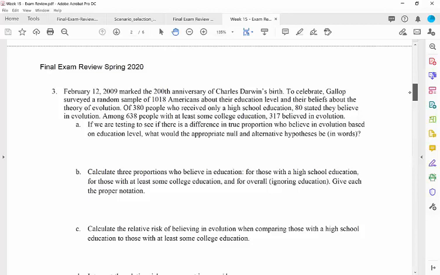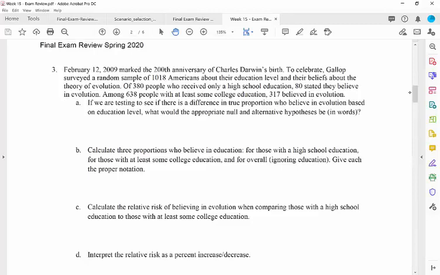So here's an example of difference in proportions. Are you able to see this final exam review? Yep. Okay. They took a random sample of 1,018 Americans and looked at their education level and their beliefs about evolution. Of 380 people who received only a high school education, 80 stated they believed in evolution. So here, part B says calculate the 3 proportions who believe in evolution.